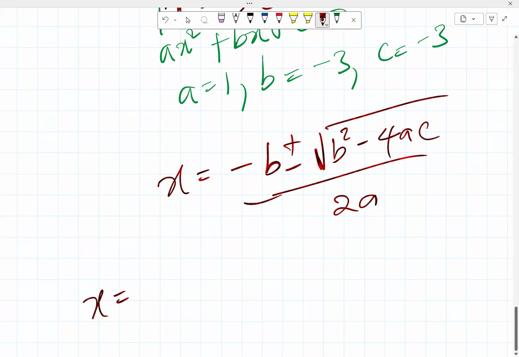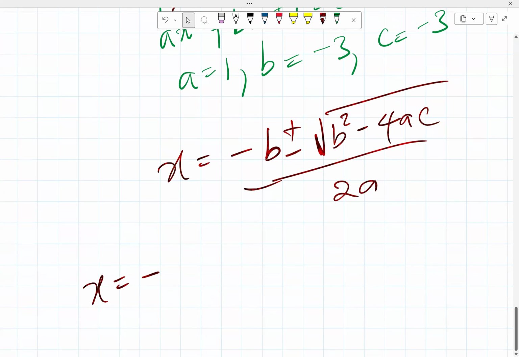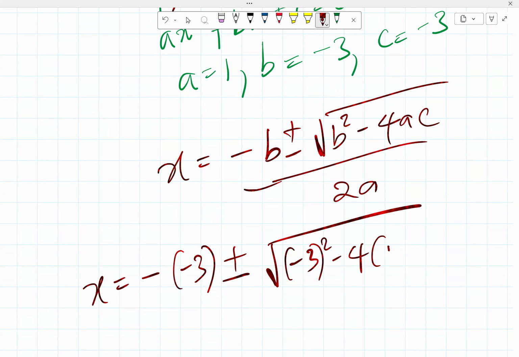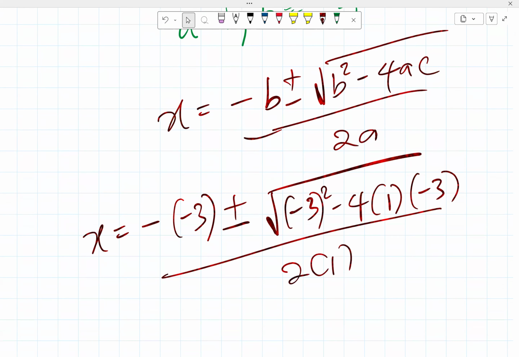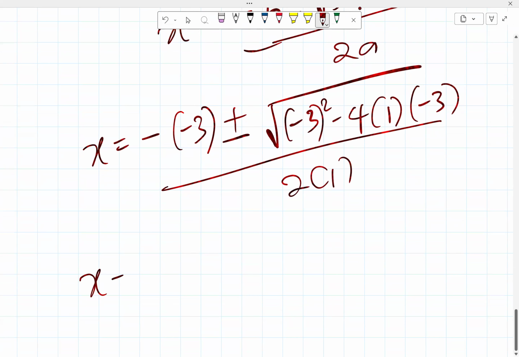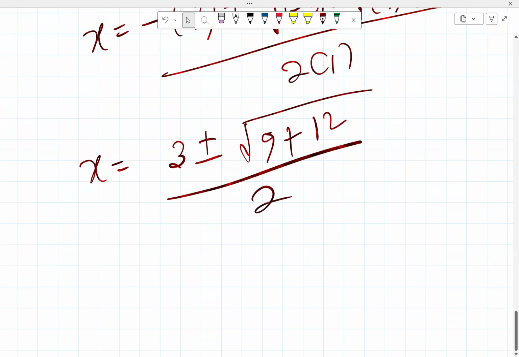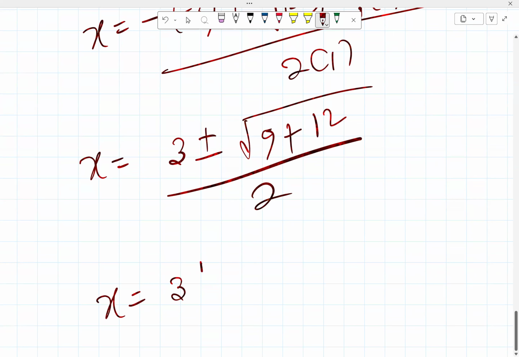So x now is equal to minus b, and b is minus 3, so we have minus minus 3. Don't throw away the minus. So we have plus or minus square root of minus 3 squared minus 4 into a, which is 1, and c, which is minus 3, all over 2 times 1, which is a. So we have x to be 3 plus or minus square root of 9, minus and minus is plus 12 here, all over 2. Then x is equal to 3 plus or minus square root of 21 all over 2.